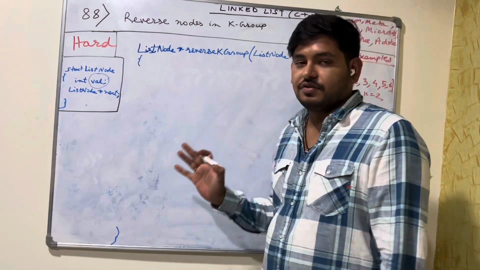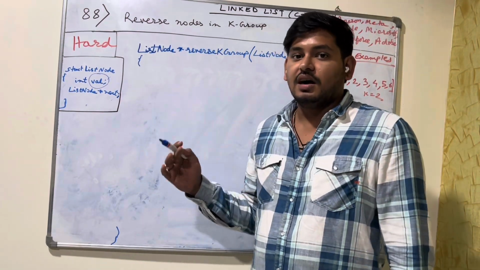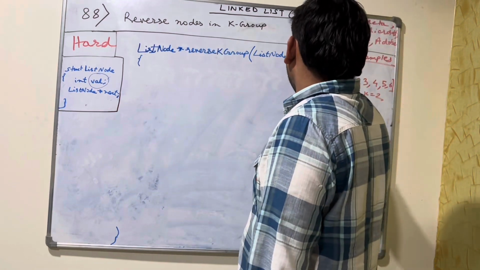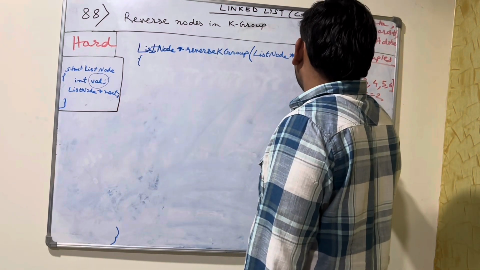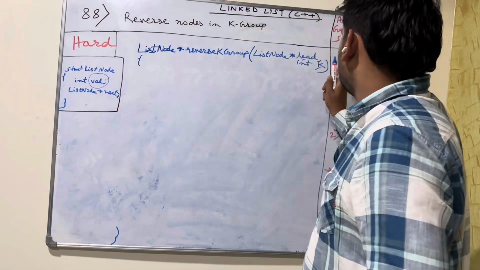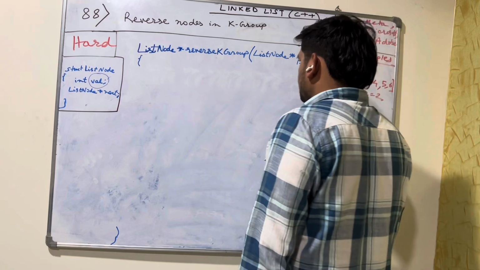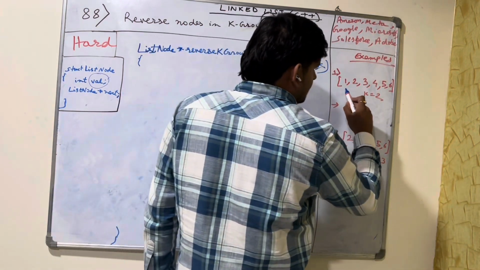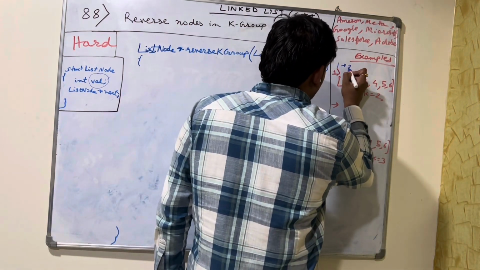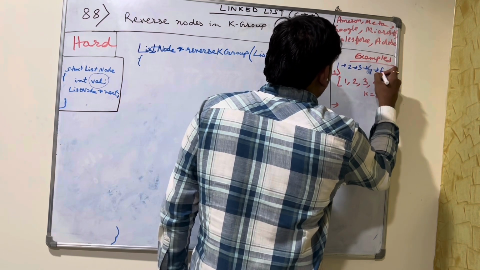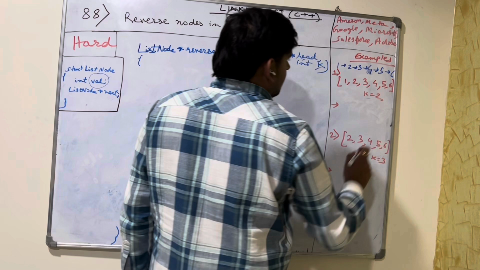So earlier we have solved the question reverse the linked list, but here in this question we are given the head of the linked list and K, and this K is the group size in which we will reverse the linked list. So let's look at the example, the question will be clear. This is the linked list 1 2 3 4 5 6. So K is equal to 2.